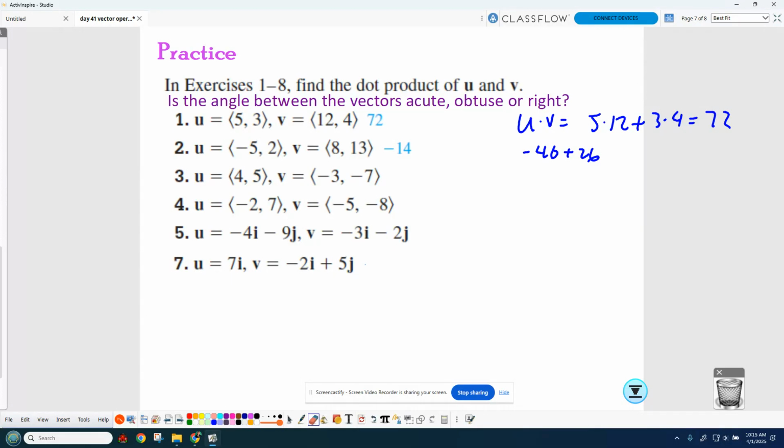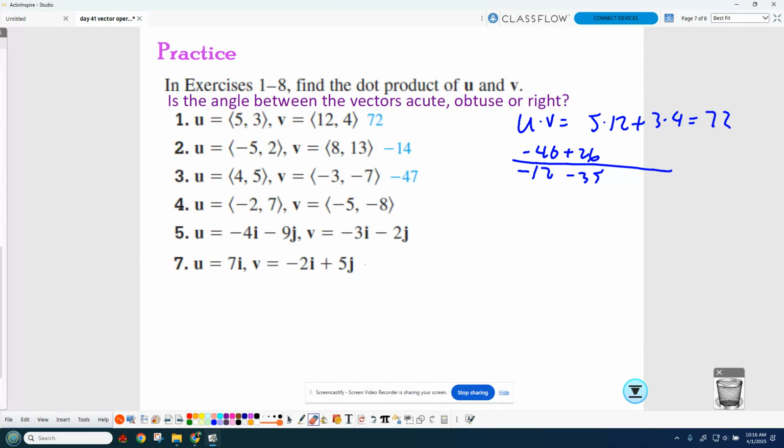Marcy, how about number 3? Is it also obtuse? Well, let's look. So 4 times negative 3 is negative 12, and then 5 times negative 7 is negative 35. It's definitely a negative number, so yeah, it would be obtuse.